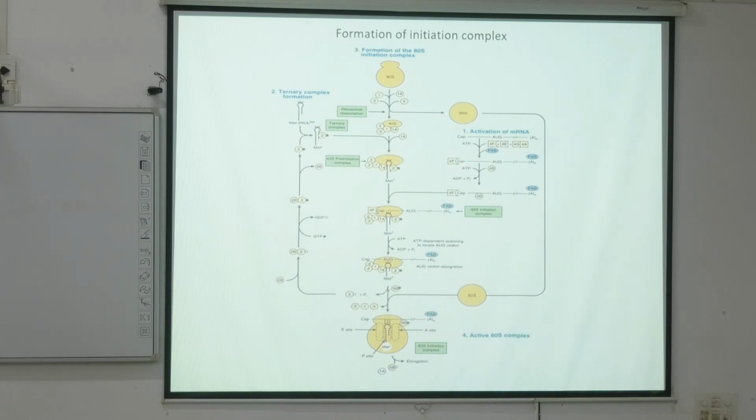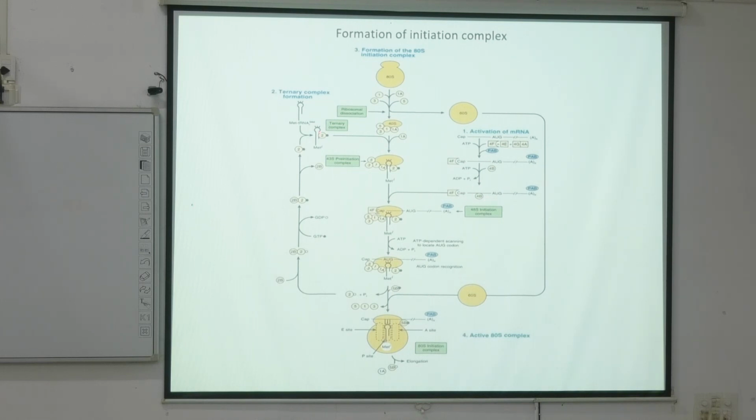The 4F will bind the cap region and the attachment of 4F will help in binding of 4B. In this process, you require ATP in every step. Now, with 4B and 4F bound, this complex is called, sorry, activated mRNA. It is ready, activated mRNA.